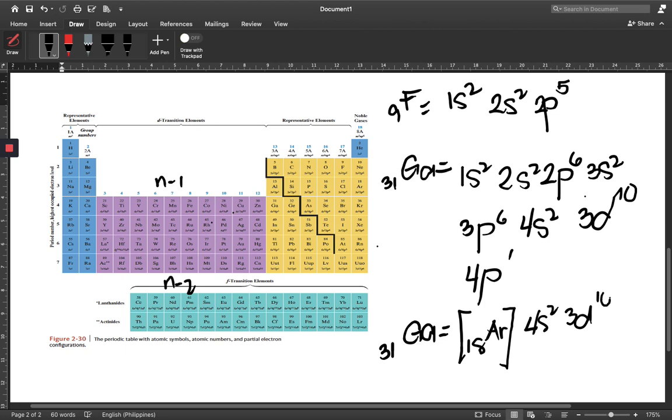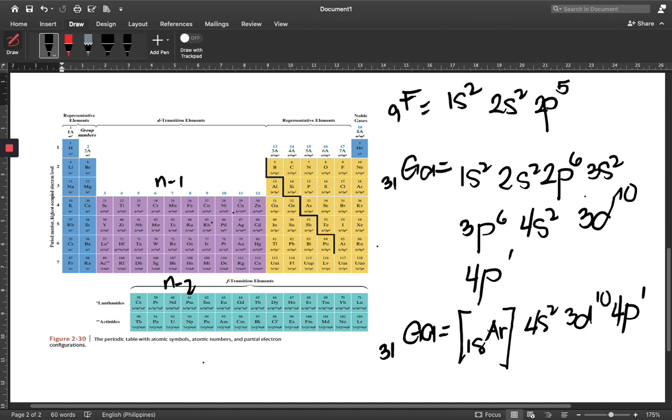After 3d10 is our 4p1. Okay? And how do we check whether we're correct? We just look at the atomic number of the noble gas. That's 18 plus 2, 20, plus 10, 30, plus 1, 31. All right? So that's how you do condensed electron configuration.